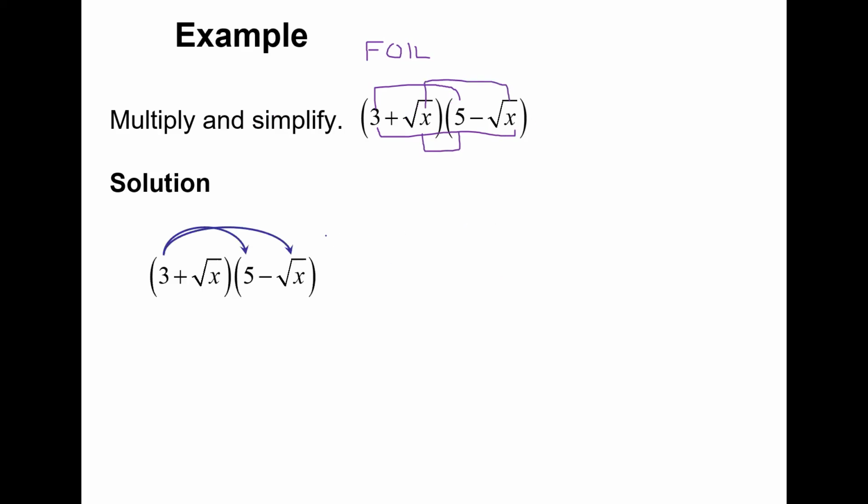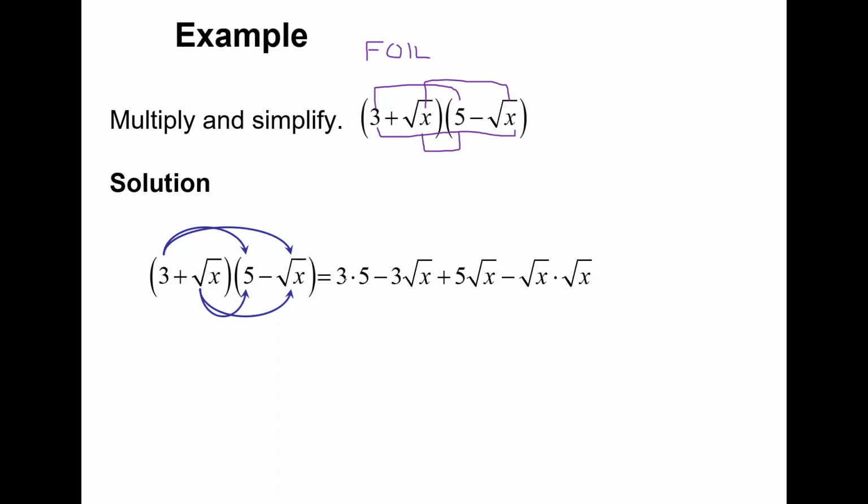Another way we can do it is rainbow each of them individually like that, or we can do FOIL. If we had a 3 and a 3, it's easier to do this rainbow method. If you only have a 2 and a 2, FOIL probably is the better method. It just depends on how you want to do it and what you're thinking.